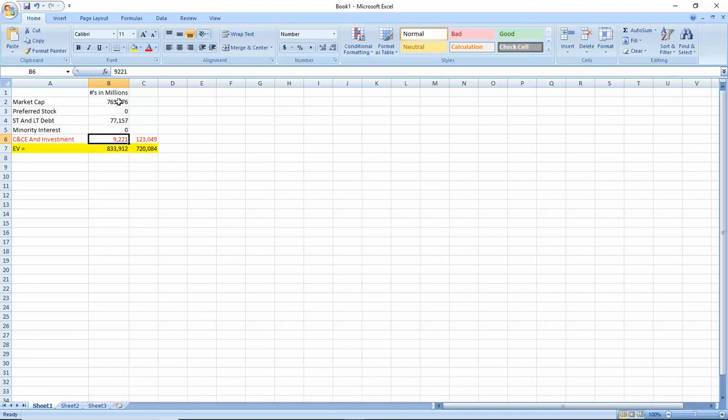So EV, simply market cap, which is share price times the current number of shares available, preferred stock, which most companies don't have anymore, short-term and long-term debt, straightforward there, just the debt they have on the company. Minority interest, again, most companies don't have this. Minority interest is interest in other companies, subsidiaries, third parties, joint ventures, things like that typically. A lot of companies don't have that either.